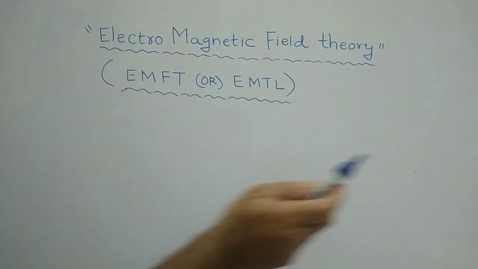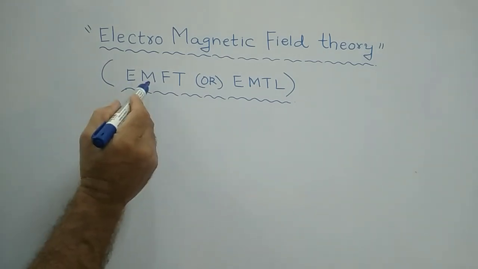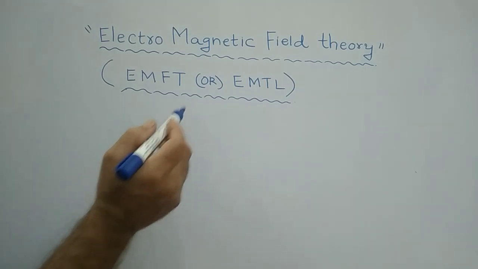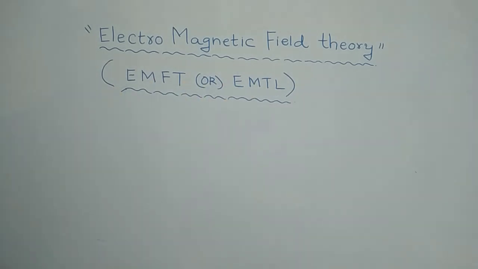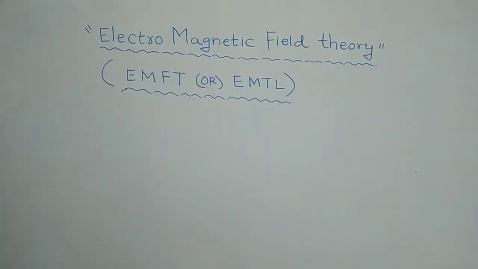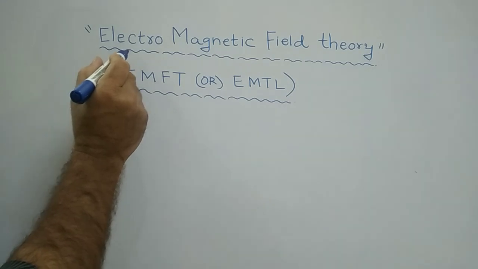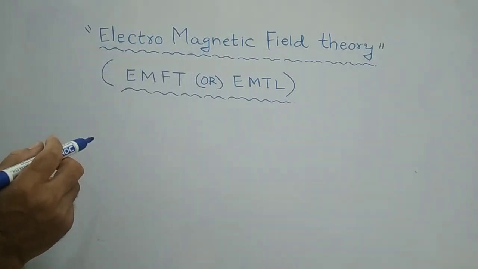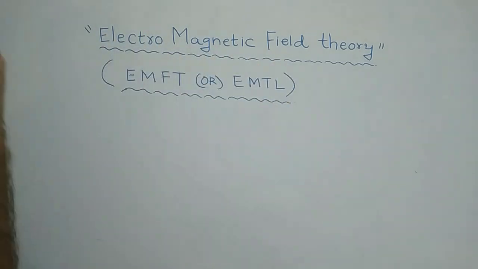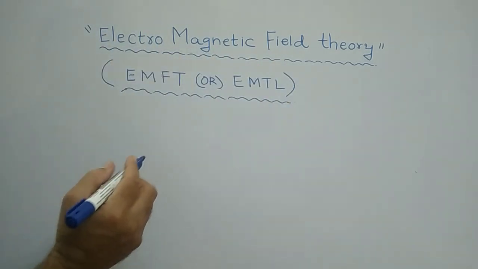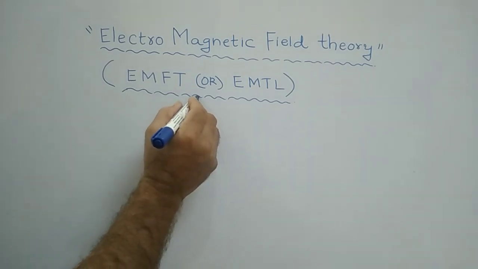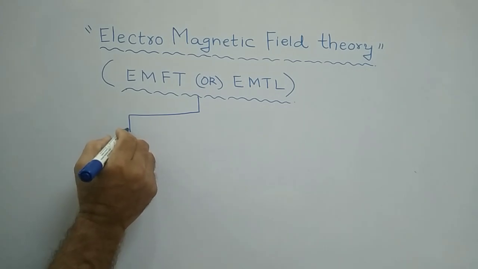In short, this can be called EMFT, electromagnetic field theory, or sometimes EMTL, meaning electromagnetic and then transmission lines, right? This is electromagnetic field theory. Basically, electromagnetic field theory describes both the electric fields as well as the magnetic fields, right? So it has two parts basically.